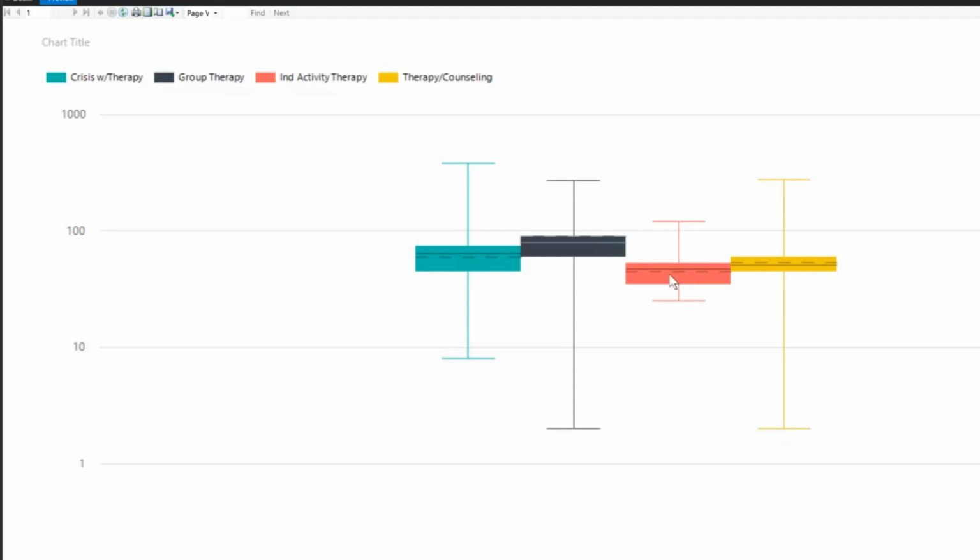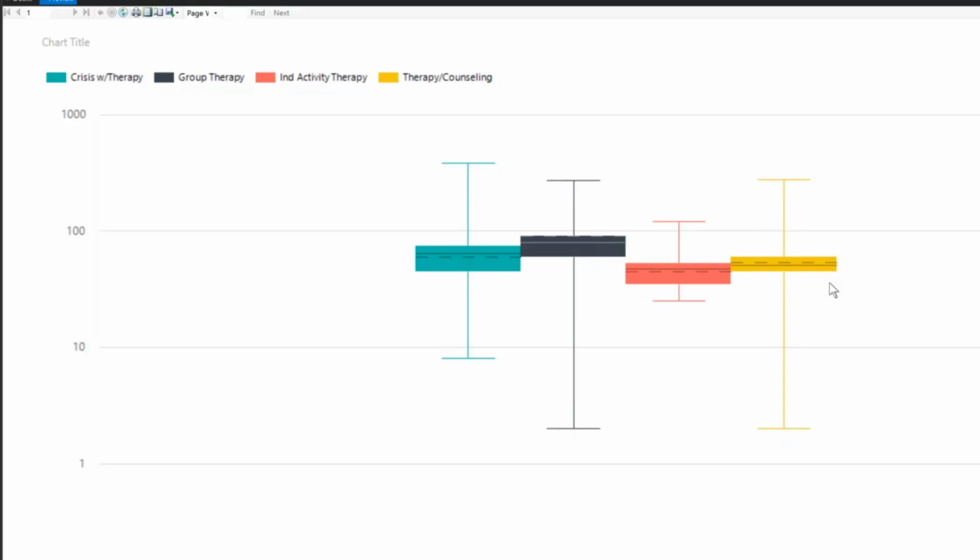And then if you look at individual activity therapy, that tends to be a little bit more spread out. There's a little more variation, and there's a lot more of it that's less than an hour. So if you look at the mean and the median, both show that it's lower, but you can definitely tell that more than half of it is less than the average individual therapy. And then with crisis therapy, it tends to be a little longer than individual therapy. So that's just one example of what you could do.